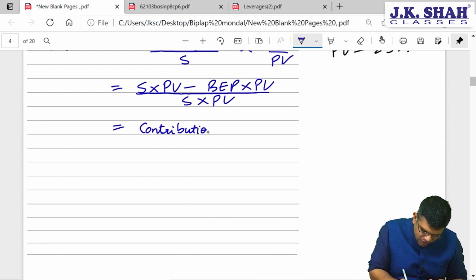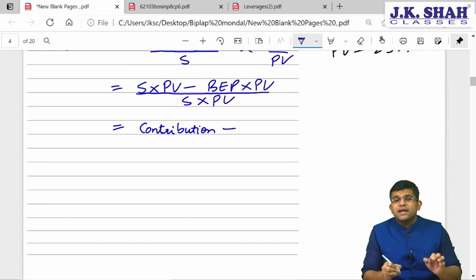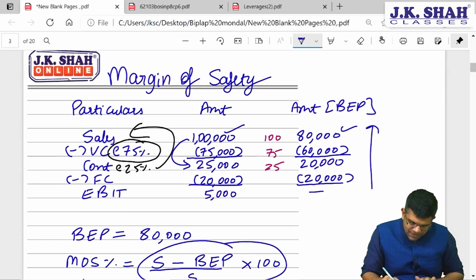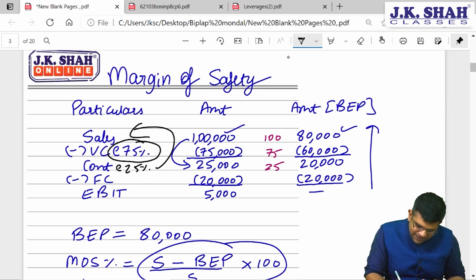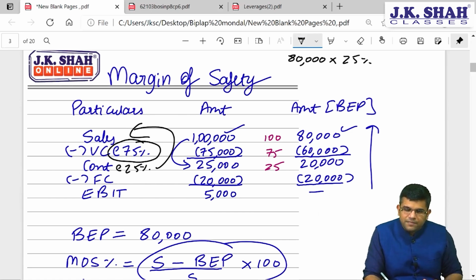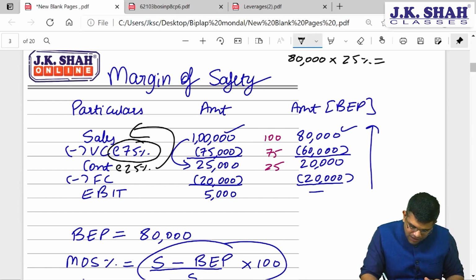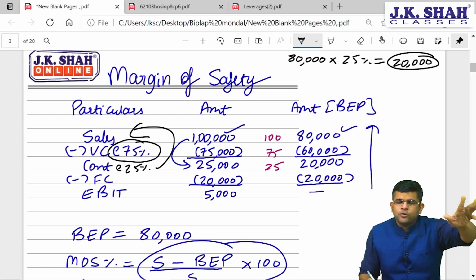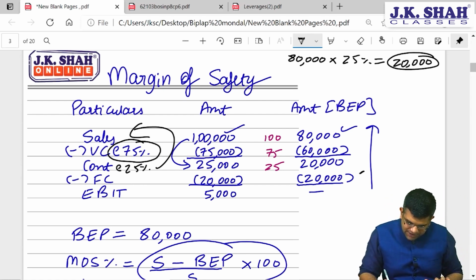I'll write here contribution minus break-even point into PV ratio. Now, what is the break-even point here? Can I say break-even point is 80,000? If I multiply 80,000 by the 25% PV ratio, what I will get is the fixed cost. Everyone understanding? Break-even point into PV ratio will always give you the fixed cost, that is 20,000. Everyone clear till here, right?